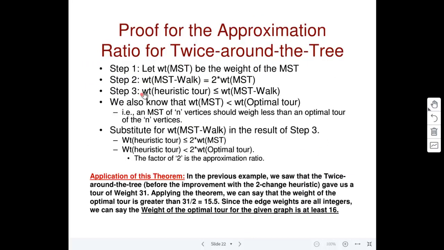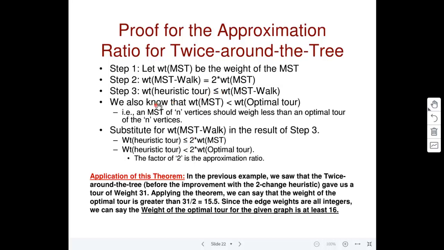So that's what I have shown here. At the end of the third step, the weight of the heuristic based tour that we come up with is going to be less than or equal to the weight of the minimum spanning tree based walk that we got from the second step. So these are the 3 steps. So now let us proceed further and do some little adjustment to derive the approximation ratio.